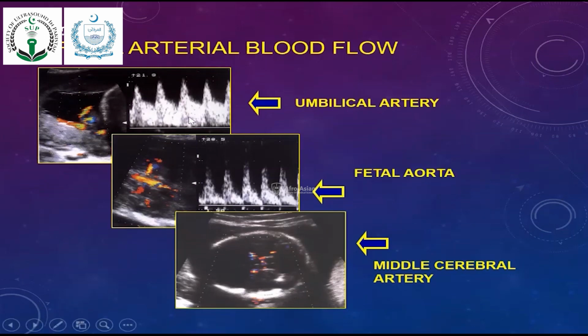Usually it is a sawtooth appearance, but it varies with the gestational age. Normally, the diastolic has to increase with advancing age, but if it keeps on decreasing, that will be an abnormality. Here is the fetal aorta, and this is the waveform, the signature of the fetal aorta. And then we come to the middle cerebral artery.